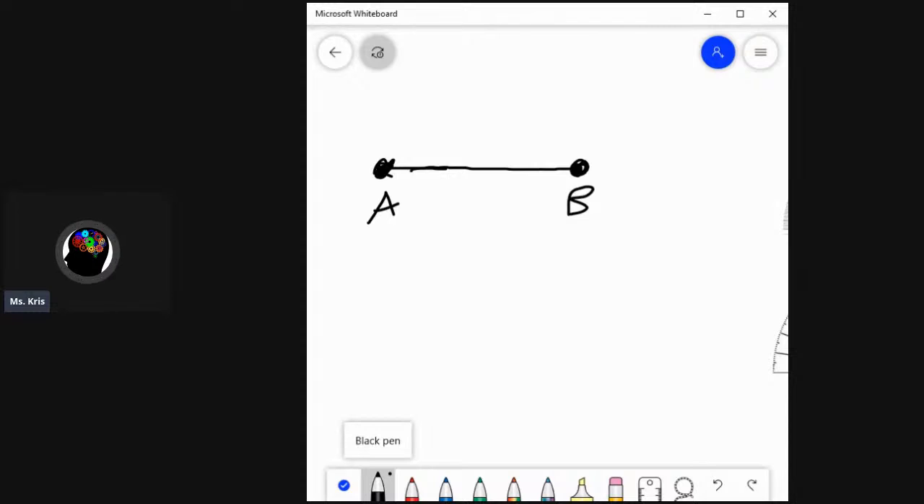So whenever you see two dots with a line in between, or two endpoints with a line in between, know that that is a line segment, because that piece of line has a beginning point, end point, a start point, stop point. So as long as you remember that, you'll always know what a line segment is.